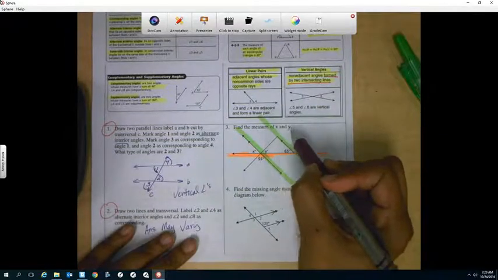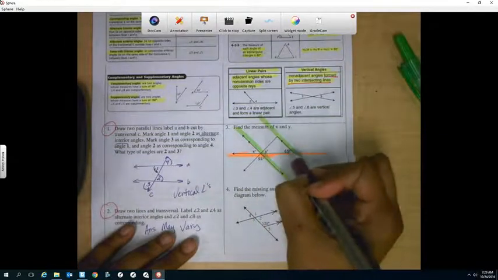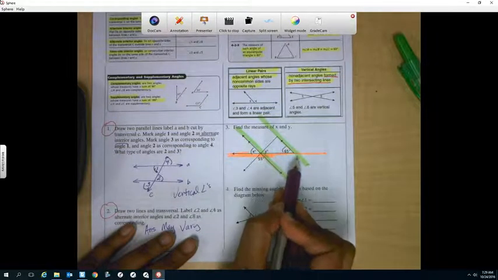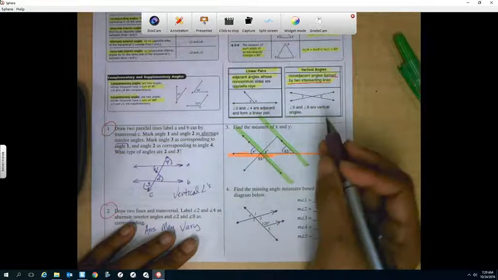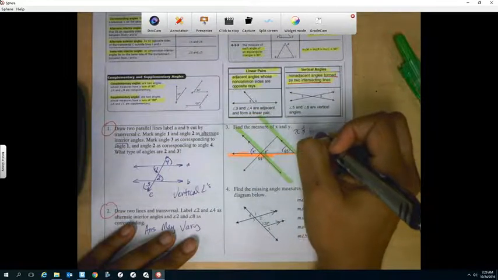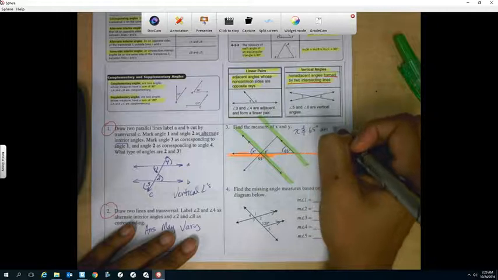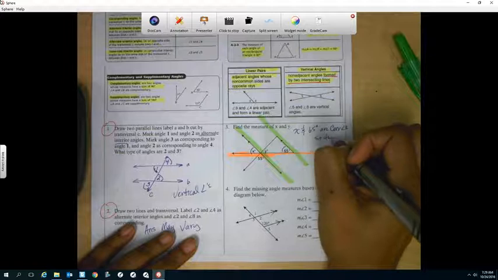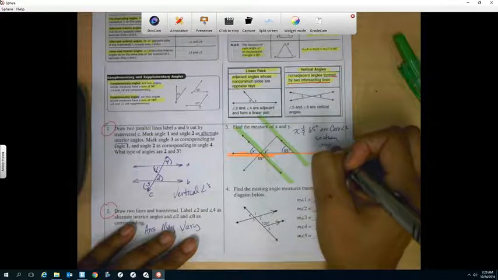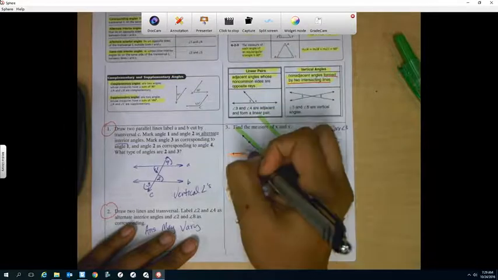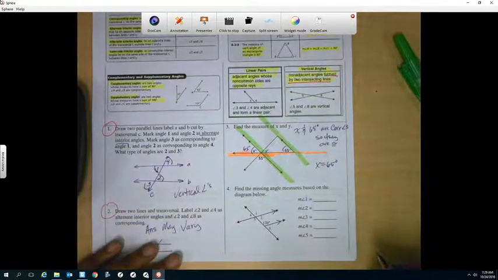Because we want to find the measures of x and y, I can get x because x is above the line, with 65 degrees. X is corresponding, so x and 65 degrees are corresponding angles. That means that they are congruent. So I know x equals 65 degrees. So I'm just going to put that in the diagram as well.